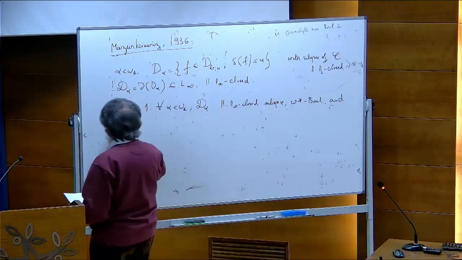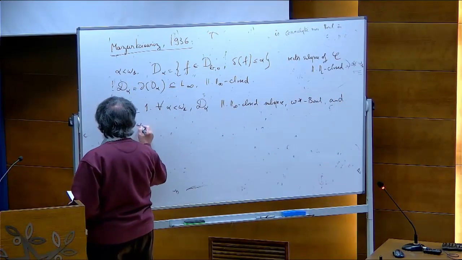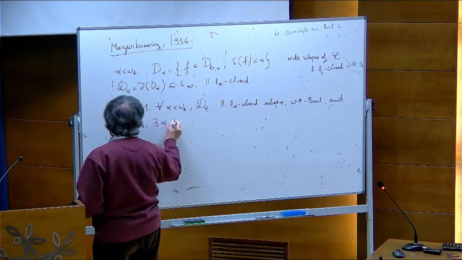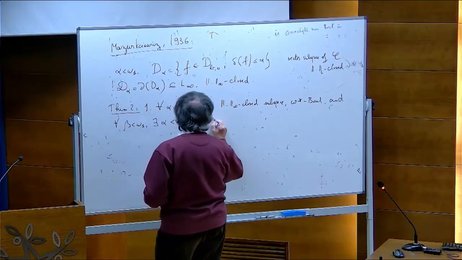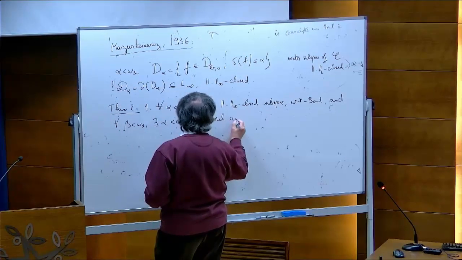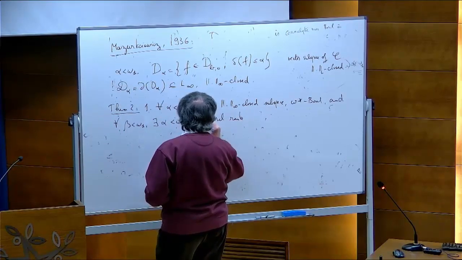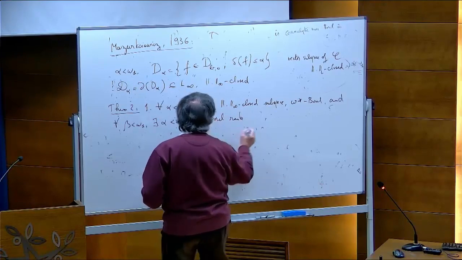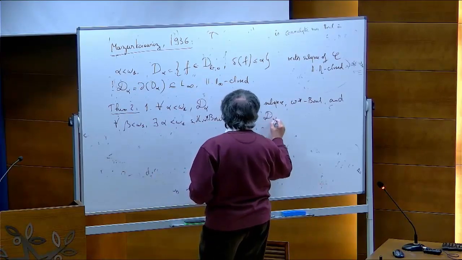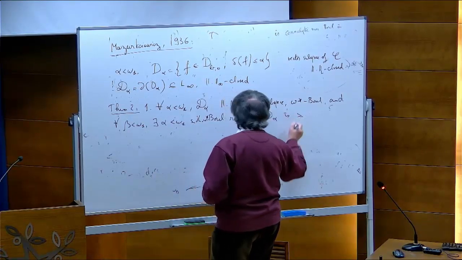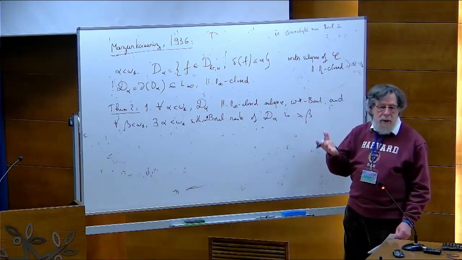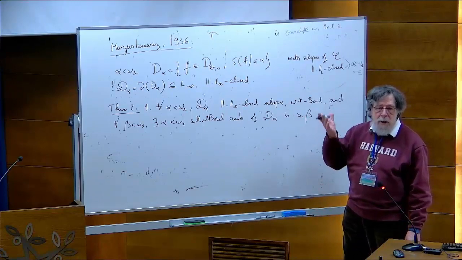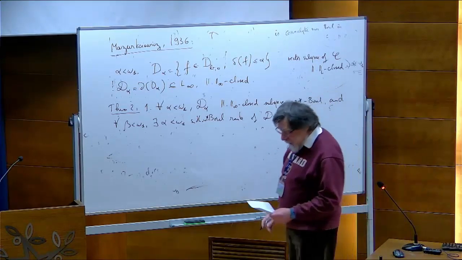For all beta less than omega 1, there exists alpha less than omega 1 such that the Weak-Star-Borel rank of the alpha is more than beta. So Borel rank is not bounded. I mean, you have subspaces of arbitrarily high Weak-Star-Borel rank.